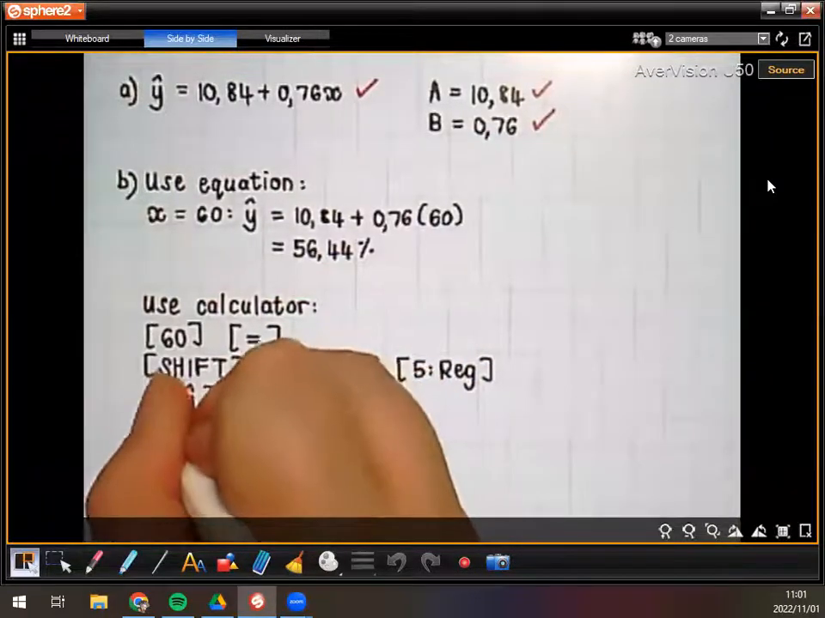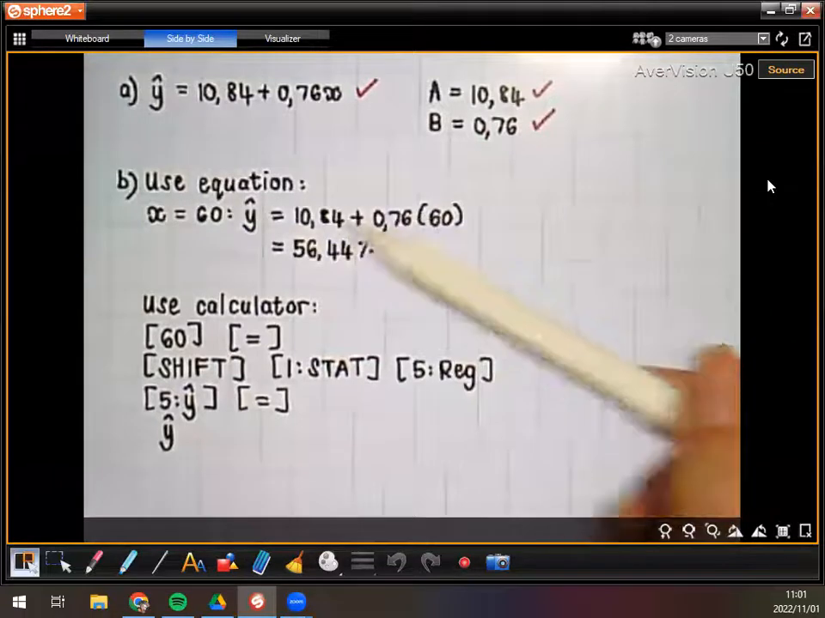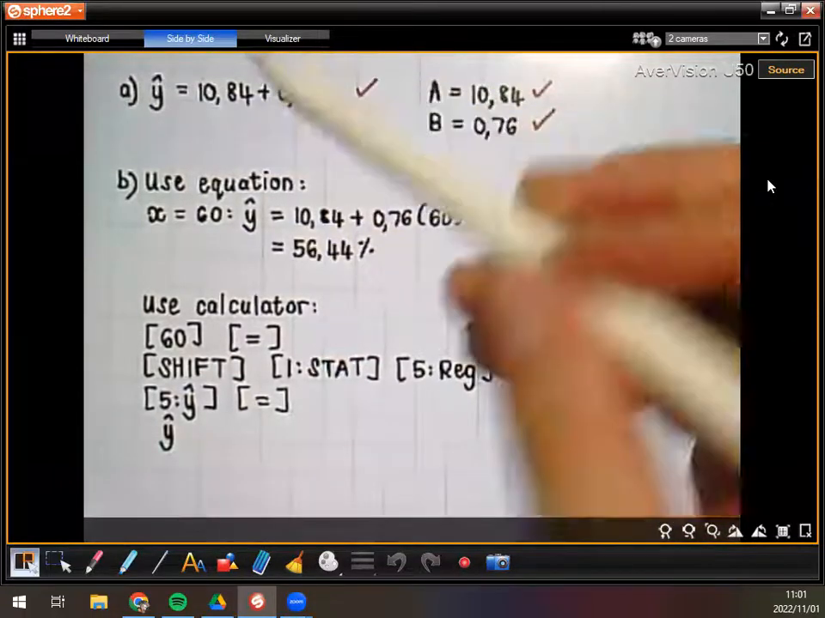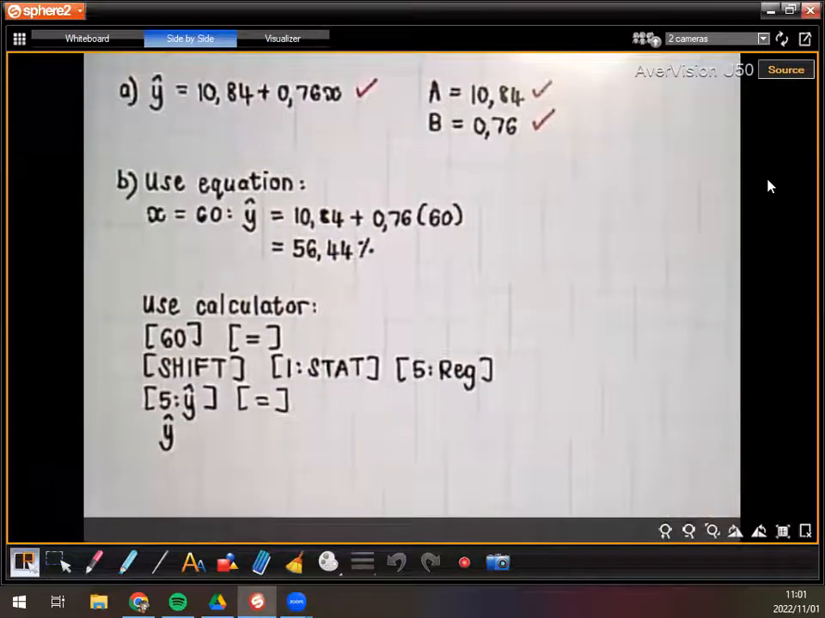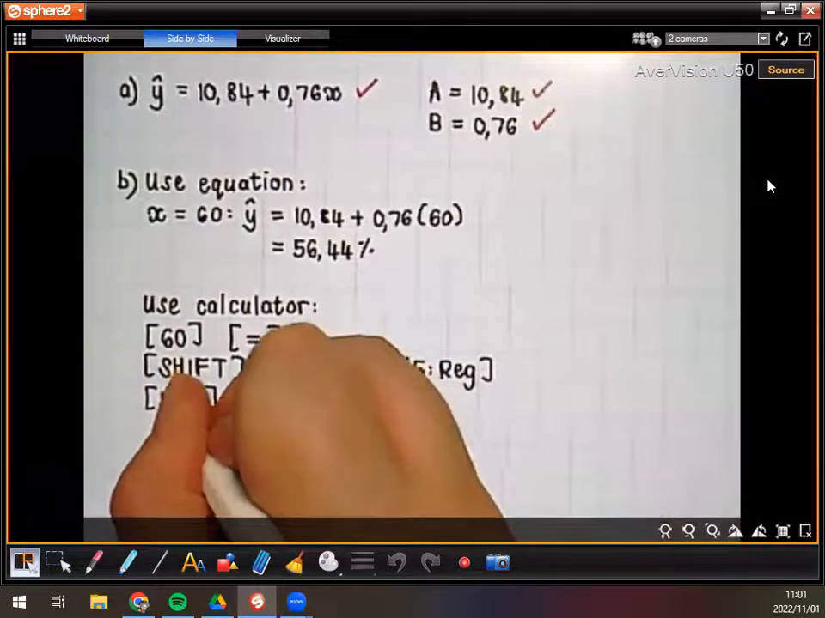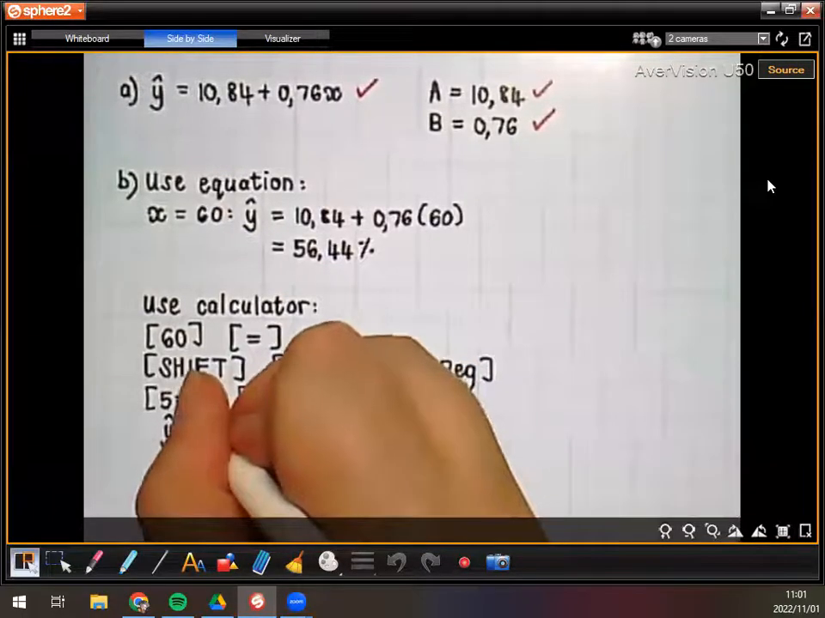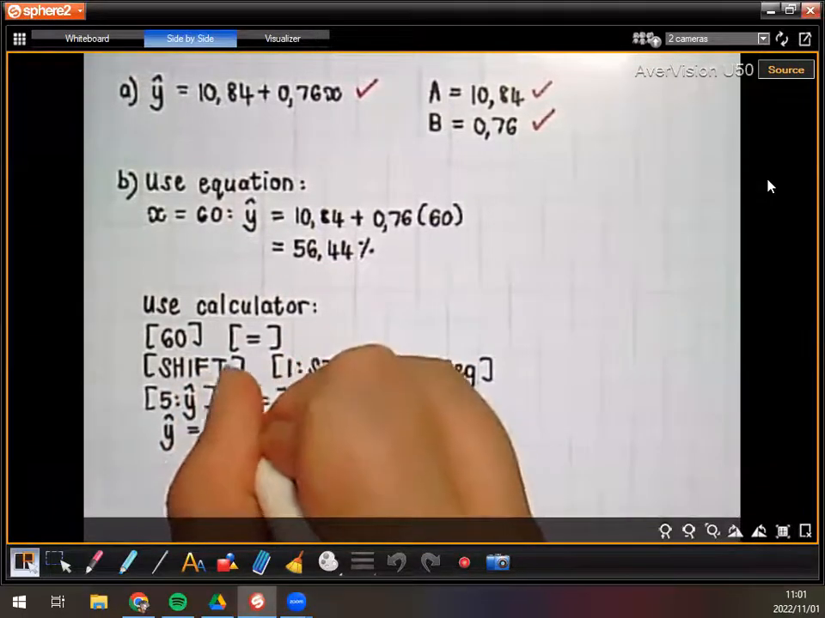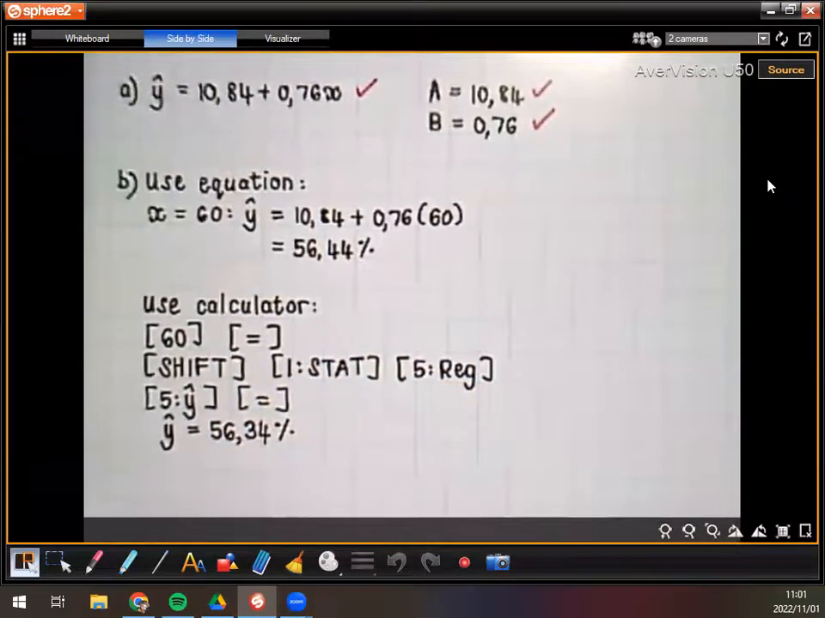It is slightly different, but the reason for that is because in our equation that we wrote down, we rounded the values off, right? The calculator is working with unrounded values. So on the memo, always in grade 11 and the finals, there are two answers, okay? So it's 56,44 if you use the equation, and then 56,34 if you use the calculator. Both will be marked correct.